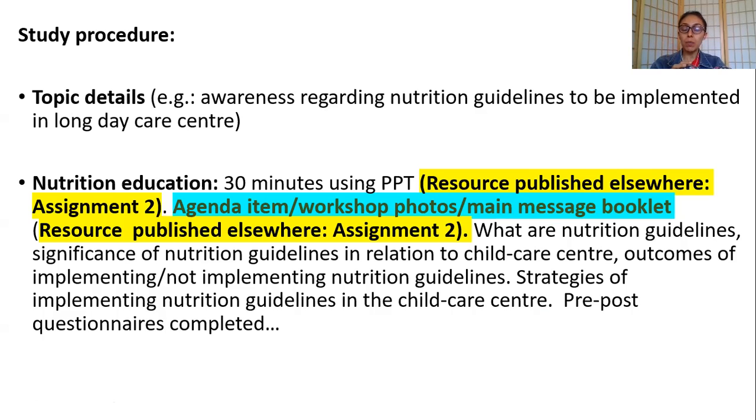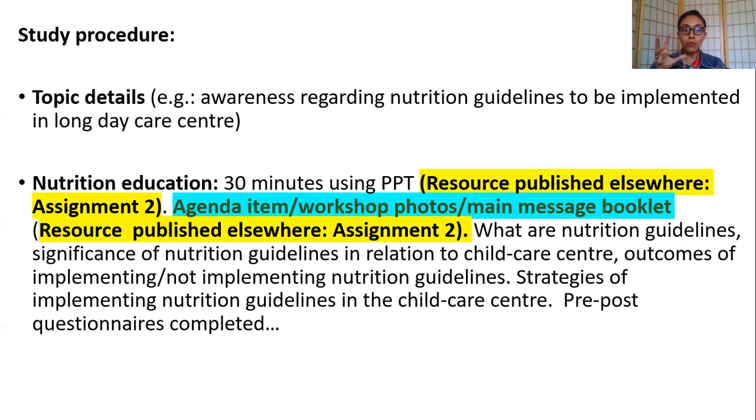Now you have to provide details about what exactly you did in your nutrition education session. Give a brief overview of how long the session was. I've written 30 minutes, just as a hypothetical example, but yours will be, say, 20 to 25 minutes. And maybe you had three key things which you did, say, advising the staff about nutritional guidelines for childcare centers, then modified menus, healthy menus for childcare centers. Maybe something like that, just to give an idea.